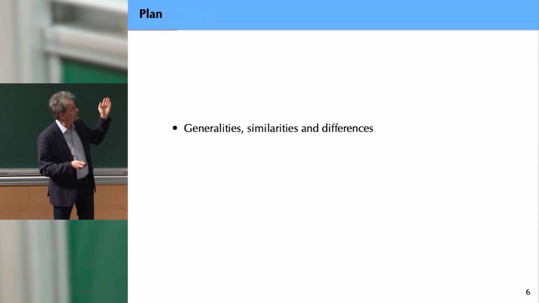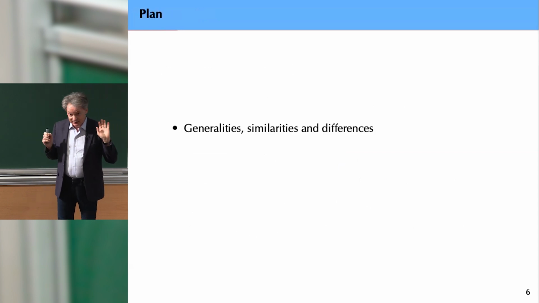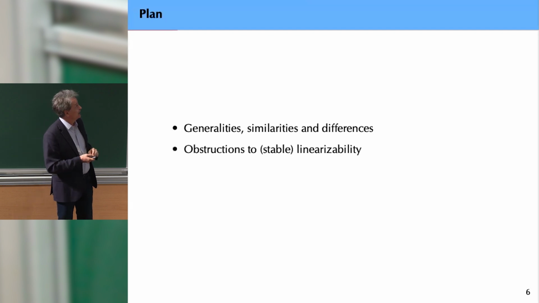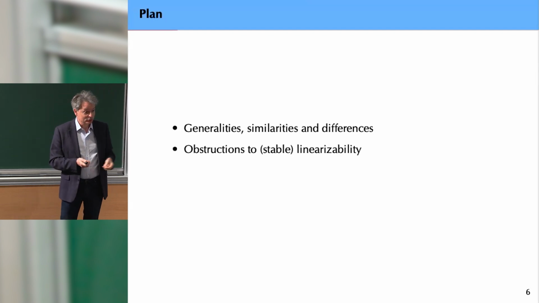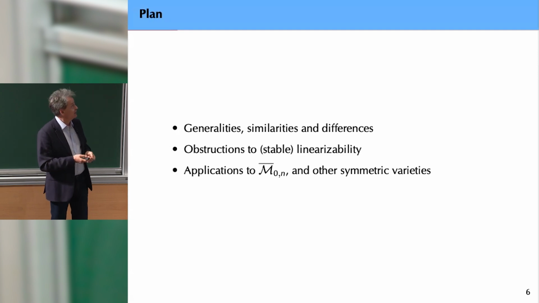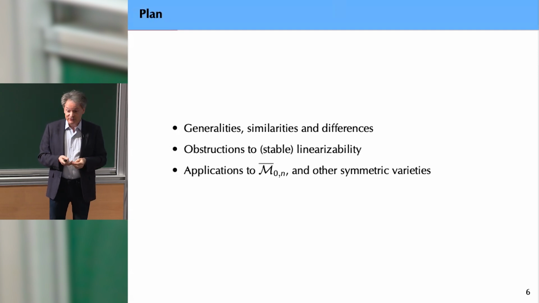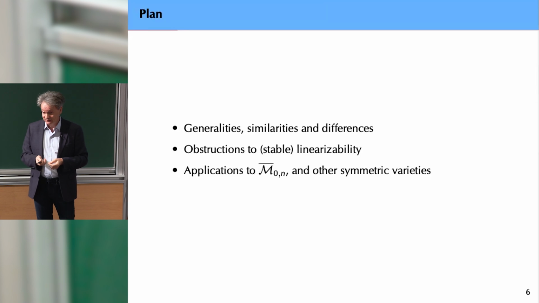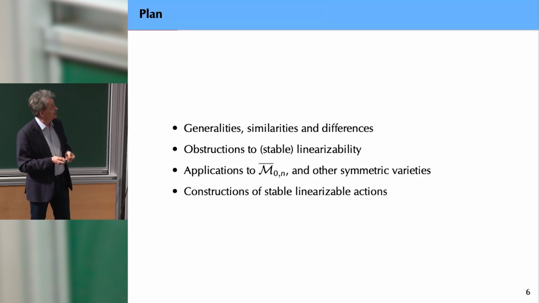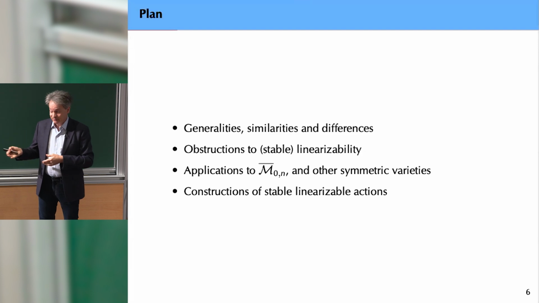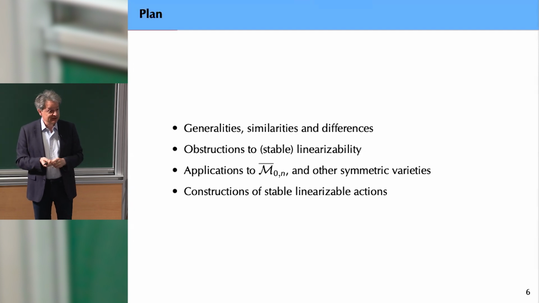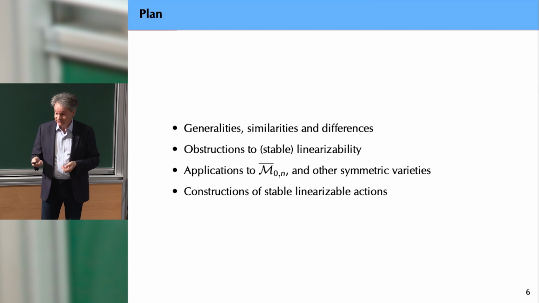Now, so the plan for the talk is, of course, I want to explain some similarities and differences of these theories, and then go through abstractions to stable linearizability, and finally talk about some applications to, well, in the title, moduli space of points on P1 and other symmetric varieties. And if there is time at the end, I'll talk about constructions of stable linearizabilities in absence of linearizability.